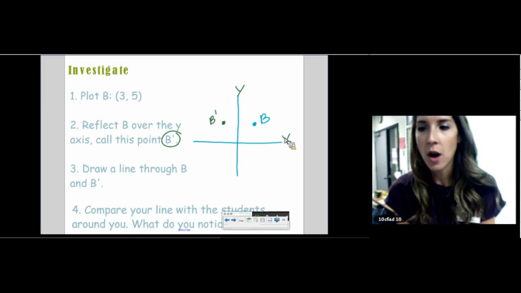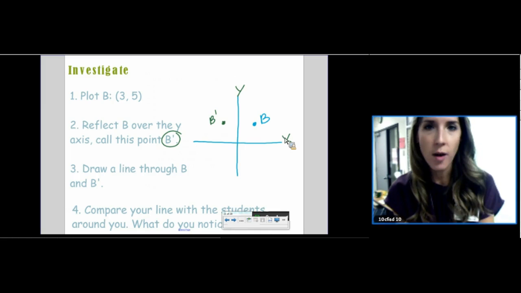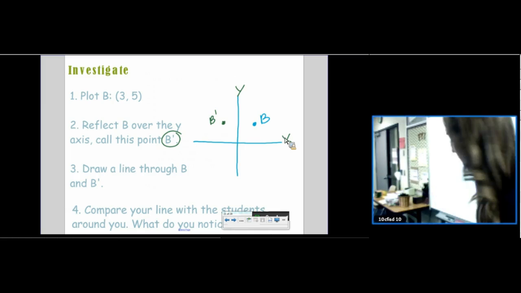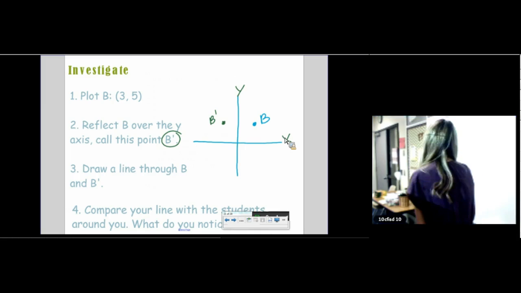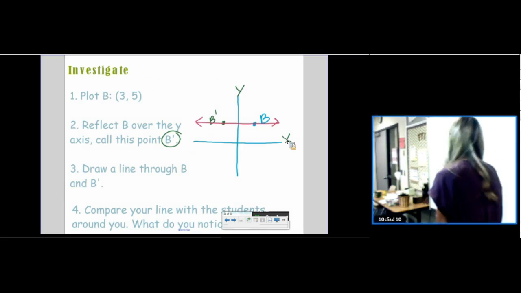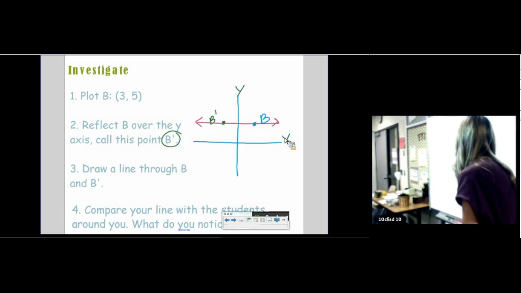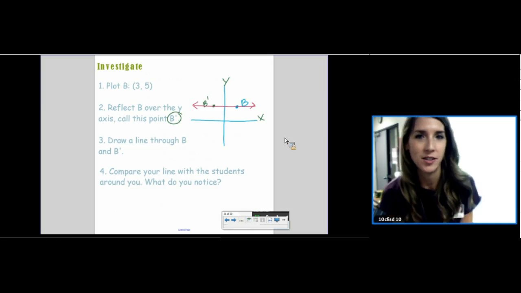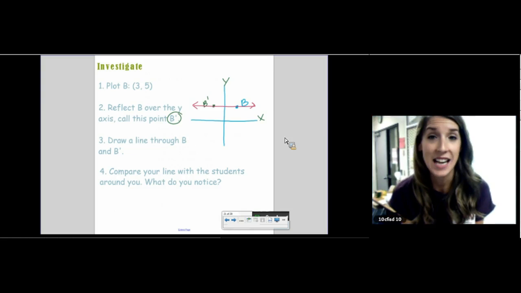Okay. Draw a line through B and B prime. Compare your line with the students around you. What do you notice this time?